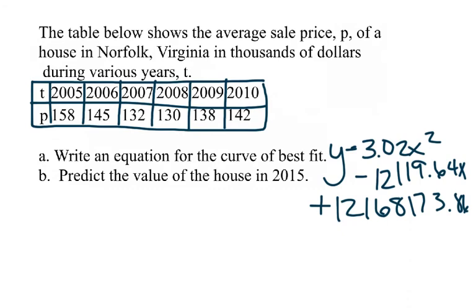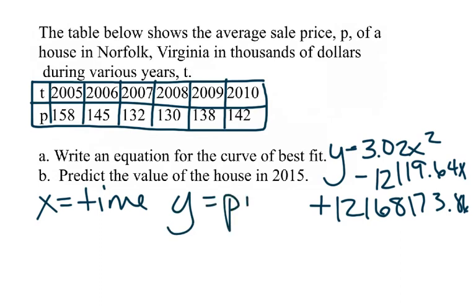Okay, so now I want to predict the value of the house in 2015. So in our problem, x is representing price. No, I'm sorry, I read that wrong. X is time, and y is price. So predict the value of the house in 2015. So now you know that x equals 2015. So I'm going to replace the x's with 2015, and I'm going to get my answer. So you do it also, and pause the video and try it in 1, 2, 3.